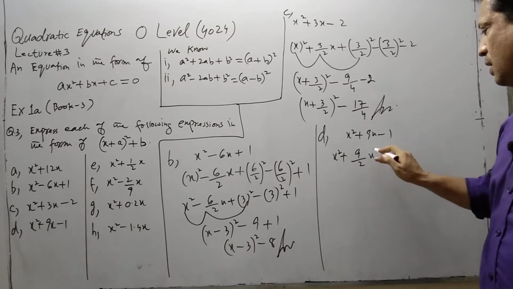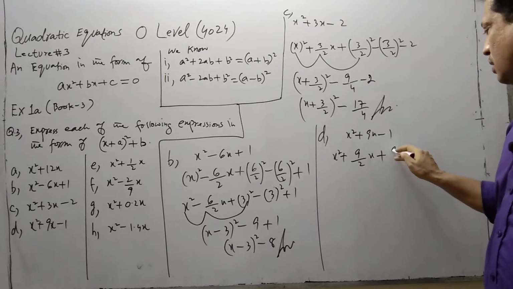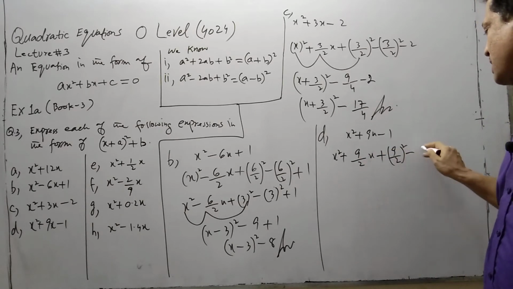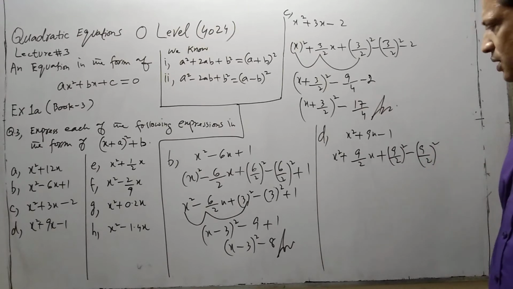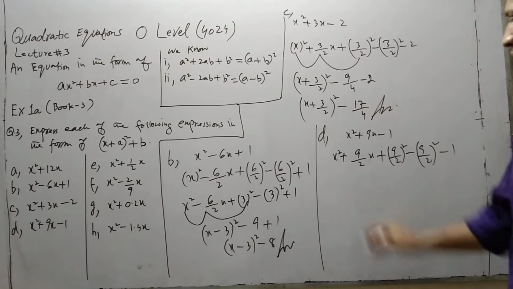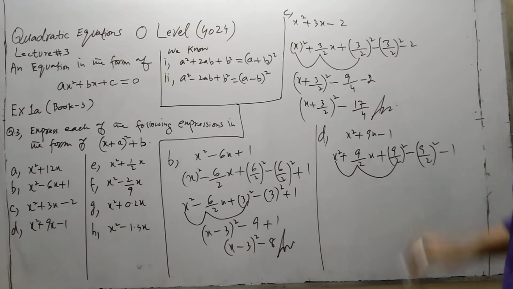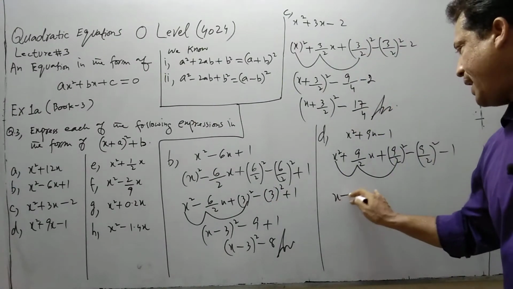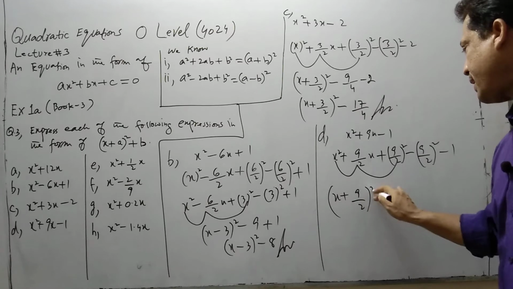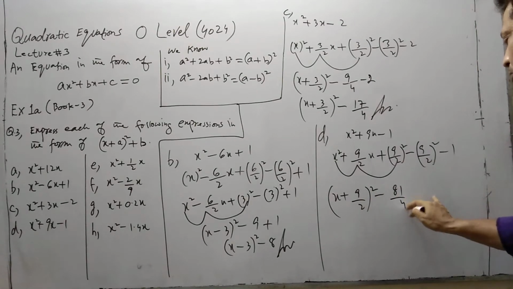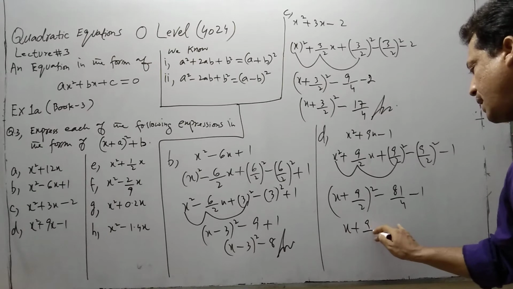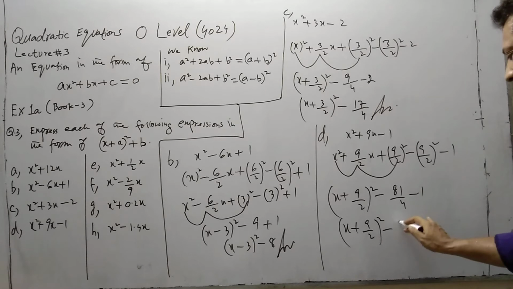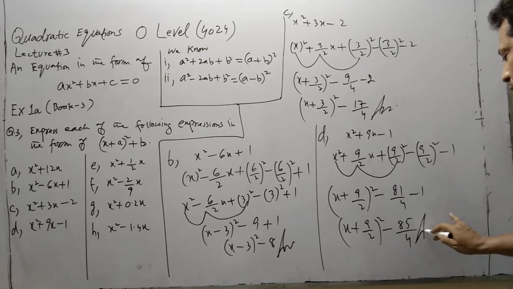Then put the plus sign. What do you get? The coefficient right now, 9 upon 2. So 9 upon 2 whole square with plus, 9 upon 2 whole square with minus. And this minus 1 remains minus 1. This is a square plus 2ab plus b square. Because 9 upon 2 is not a whole number, no need to write it in decimal form. So (x plus 9 upon 2) whole square. 9 upon 2 squared is 81 upon 4, minus 1. (x plus 9 upon 2) whole square minus, 4 ones are 4, 81 minus 4 is 85 upon 4 is your answer.